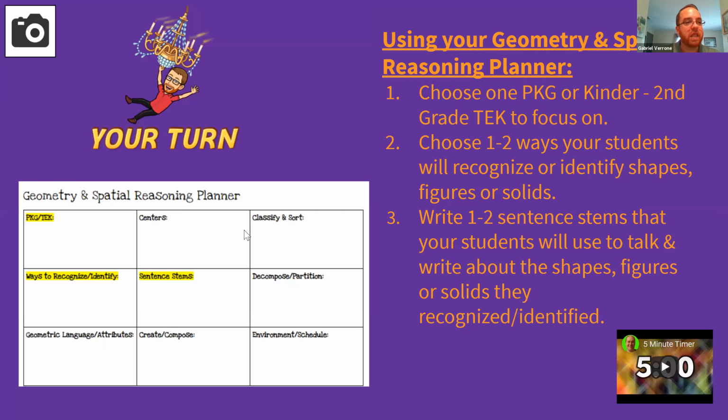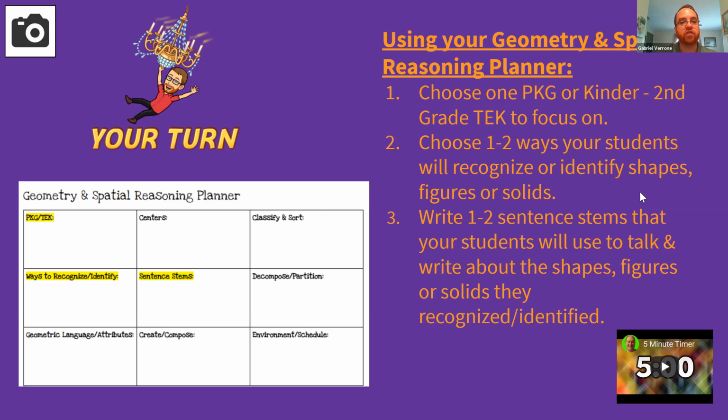I'm going to put you guys into a couple of breakout rooms. I want you to open up the planner. Okay. I want you to choose a standard. I don't care what standard it is. You pick, it could be pre-K, it could be first, right? So you should have the link to the standards open. You should have your planner open. And here's what you're going to do. Choose one pre-K through second grade standard to focus on.